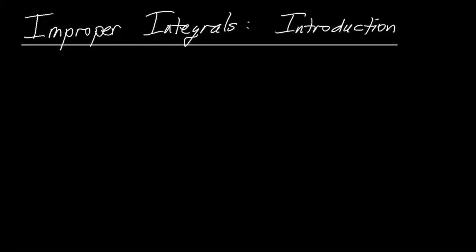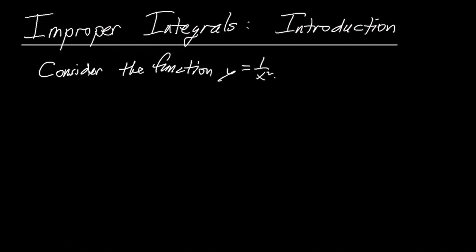Okay, I want to introduce improper integrals here. And the best way to do that is to start with an example. So let's consider the function y equals 1 over x squared. Kind of random, but you'll see why. This is an interesting choice of a function. What does it look like?